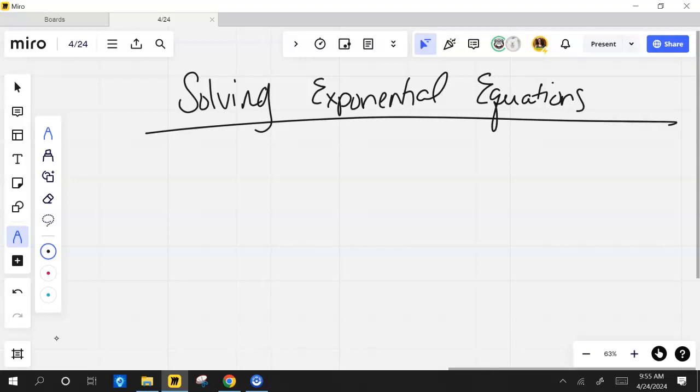All right, we're going to look at 2 different scenarios, and then we'll keep adding on to this as we go through this unit. Okay, so today we're going to talk about what happens if we have these equations where my variable's up top in the exponent, and I need to solve for that, and how I do that.